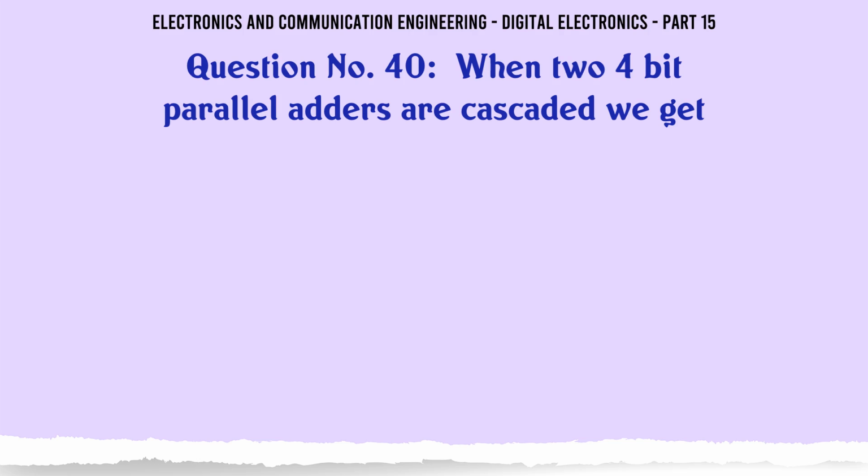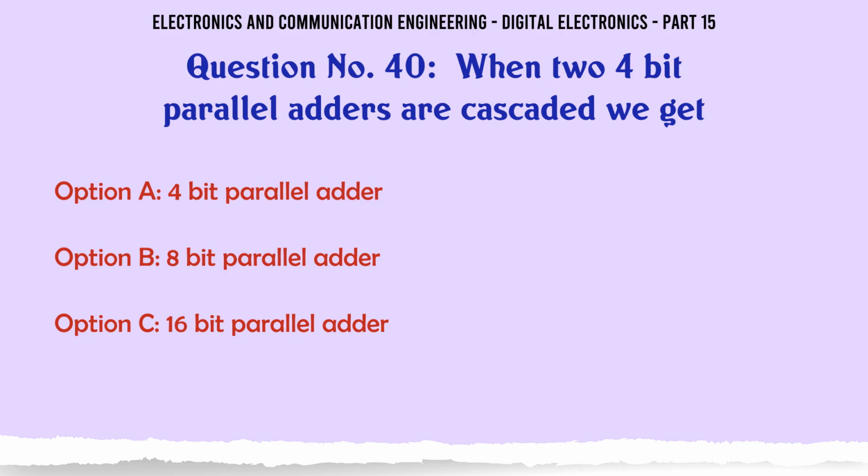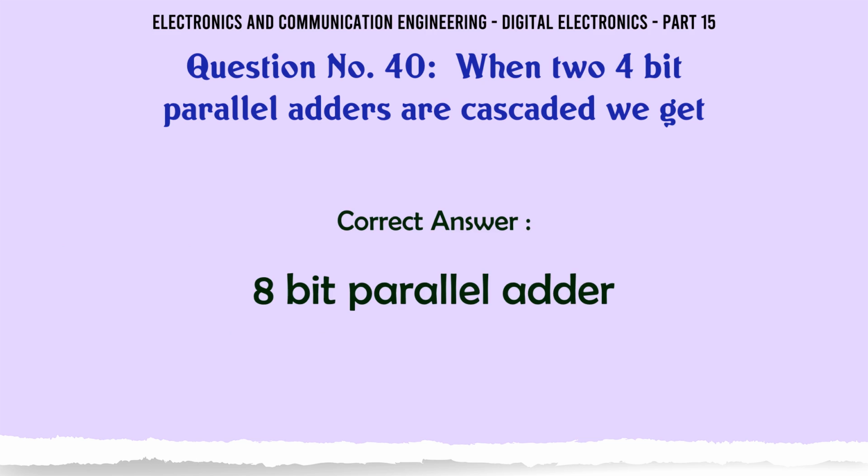When two 4-bit parallel adders are cascaded, we get A. 4-bit parallel adder, B. 8-bit parallel adder, C. 16-bit parallel adder, D. none of the above. The correct answer is 8-bit parallel adder.